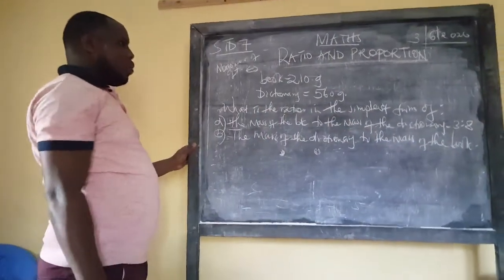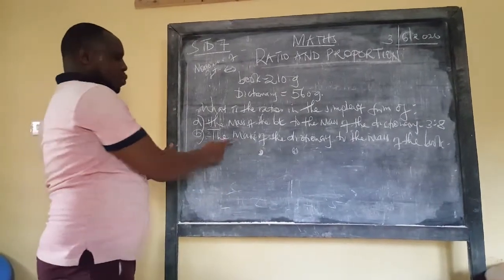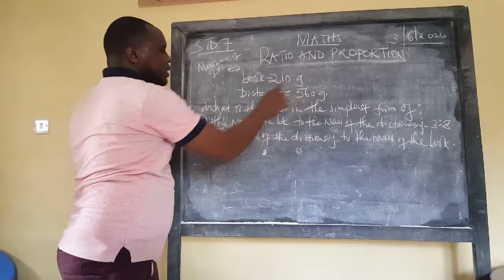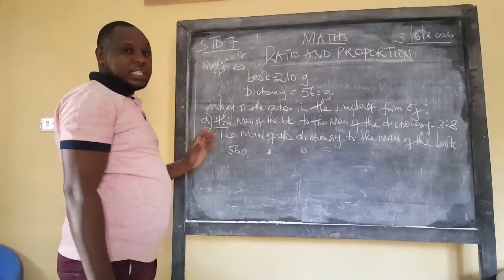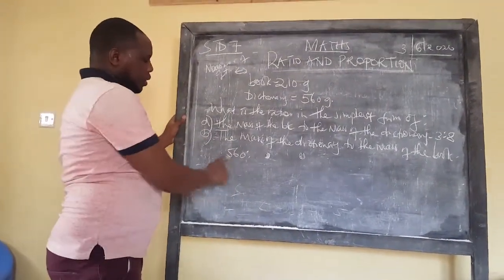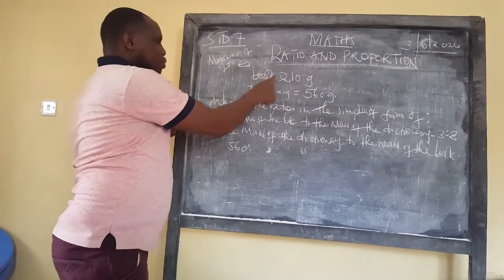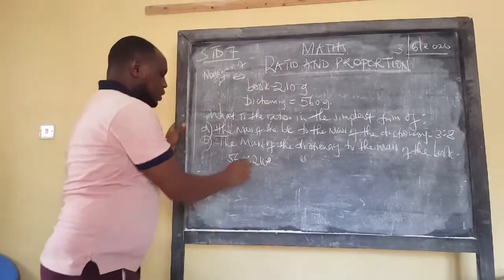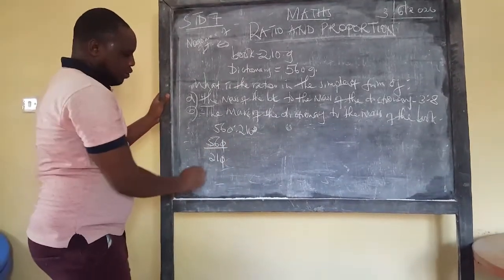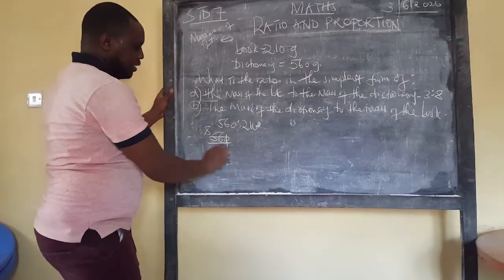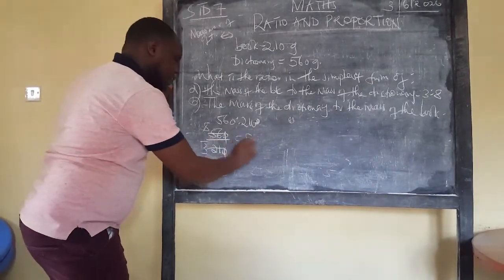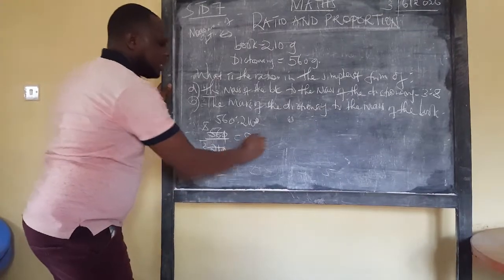Things have changed now. It's the vice versa of what we did. What is the mass of the dictionary? 560. And because they are the same unit, grams and grams, we are not supposed to write the units. In ratio form, we don't write the units. 560 and the book is 210. So this as a fraction is 560 over 210. This will give you, by 7, 8, by 7, 3. The numerator first, 8, is to the denominator, 3.